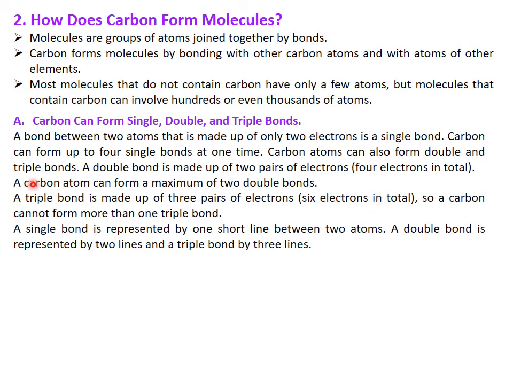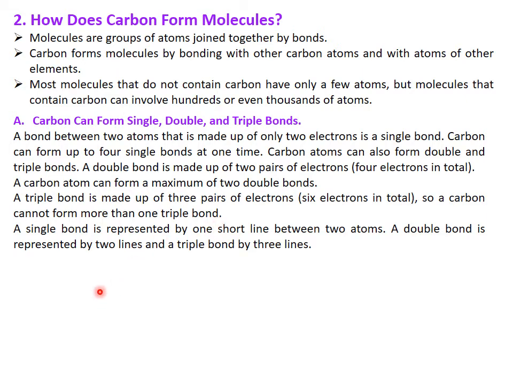What is a double bond? A double bond is made up of 2 pairs of electrons. It means 4 electrons in total. A carbon atom can form a maximum of 2 double bonds. Now, a triple bond is made up of 3 pairs of electrons. It means 6 electrons in total. So a carbon atom cannot form more than 1 triple bond.